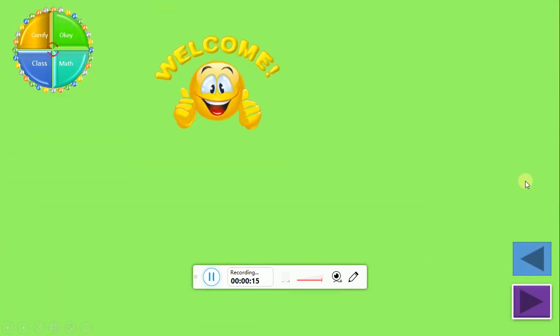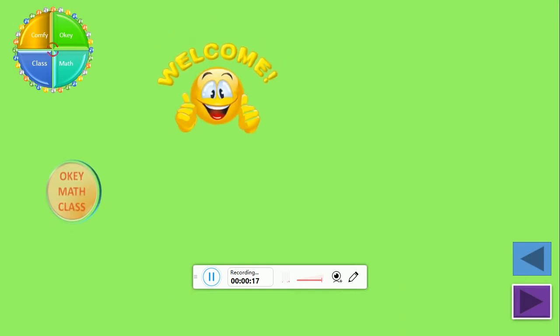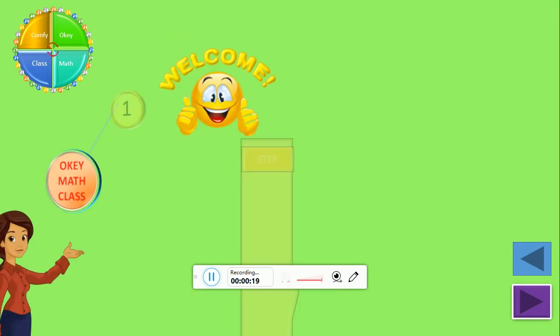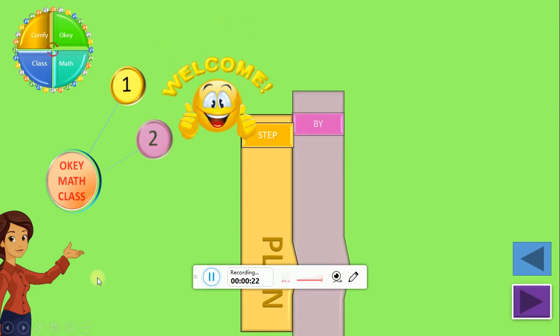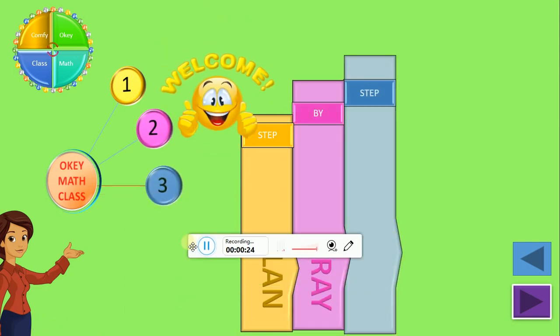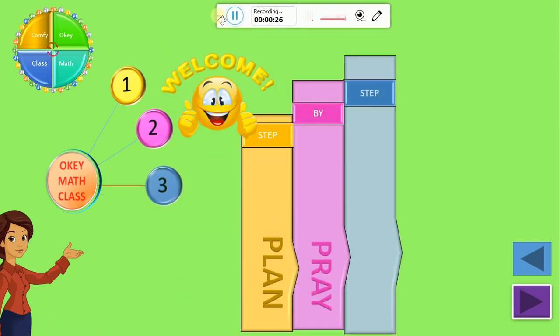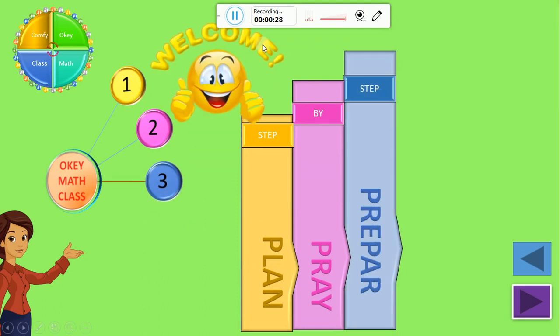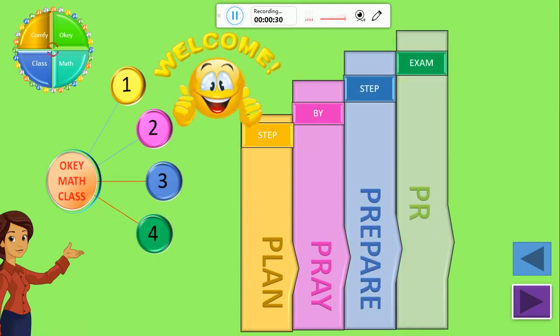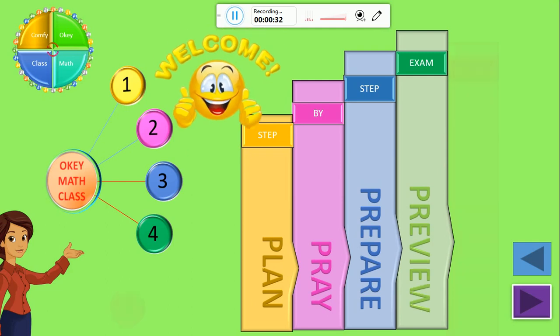Our steps for exam success: number 1, you plan; number 2, you pray; number 3, you prepare; number 4, you preview; then finally you perform.